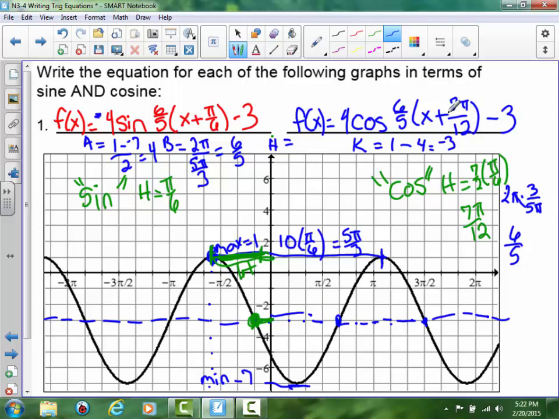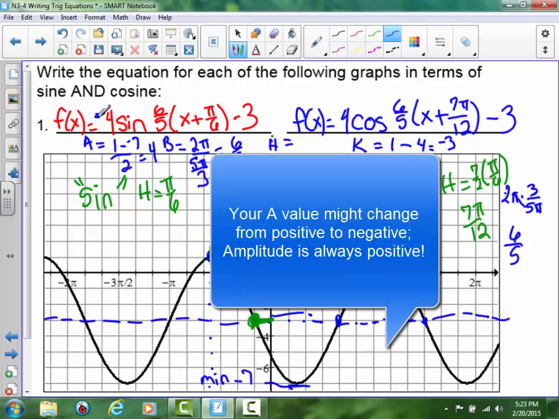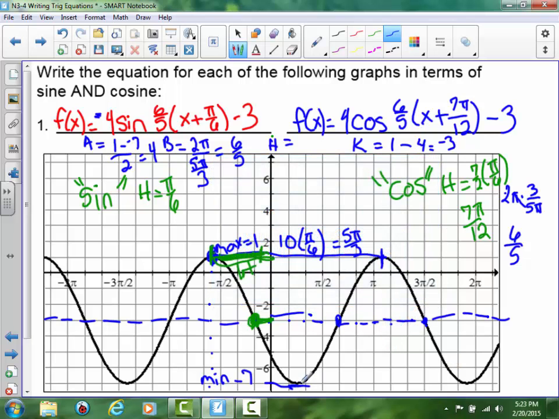you would have had a change in your h value, and your amplitude would be different, because this one would have been a positive 4, and then also if we were starting down here for cosine, that would give us a negative 4 cosine. Okay, so you just need to decide on your starting point, and the easiest way to do that is pick the starting point closest to the y-axis.